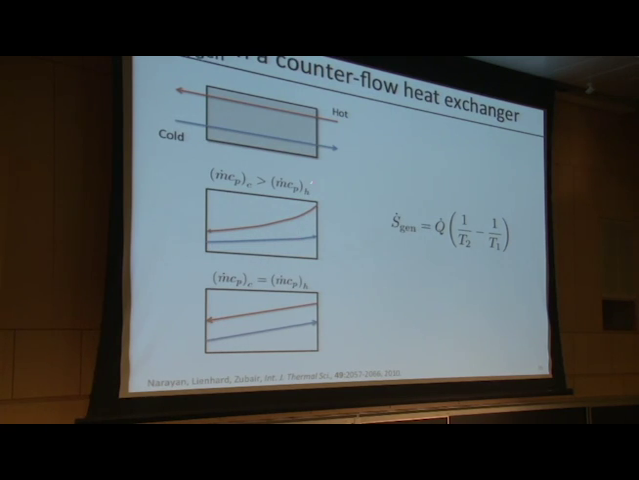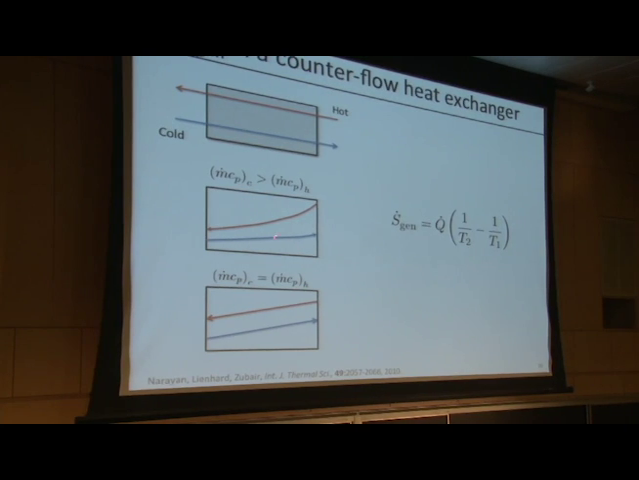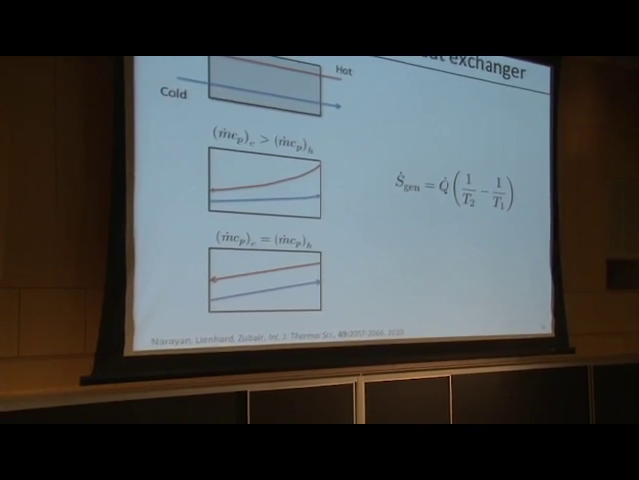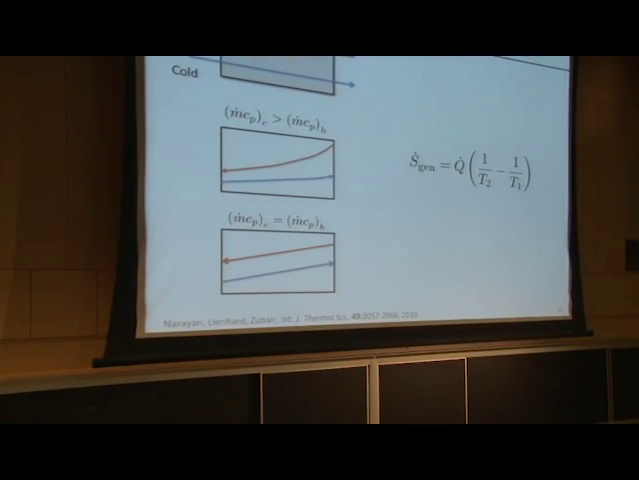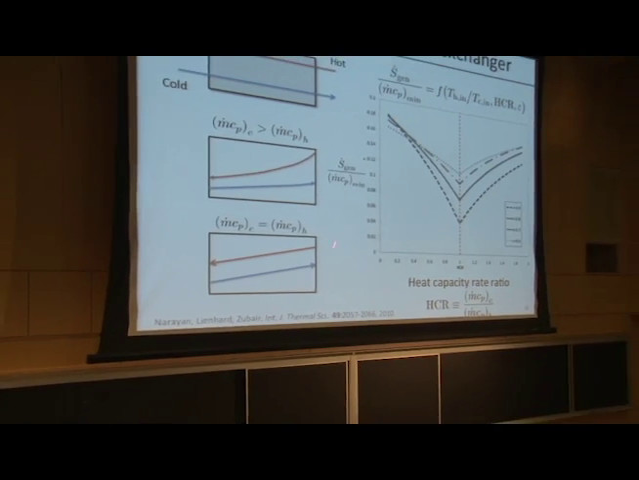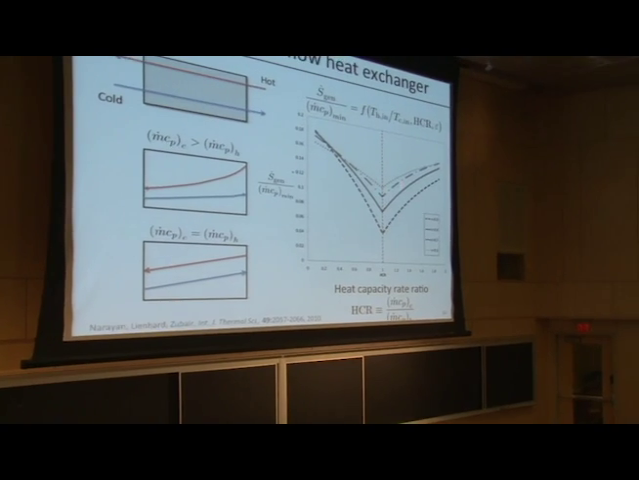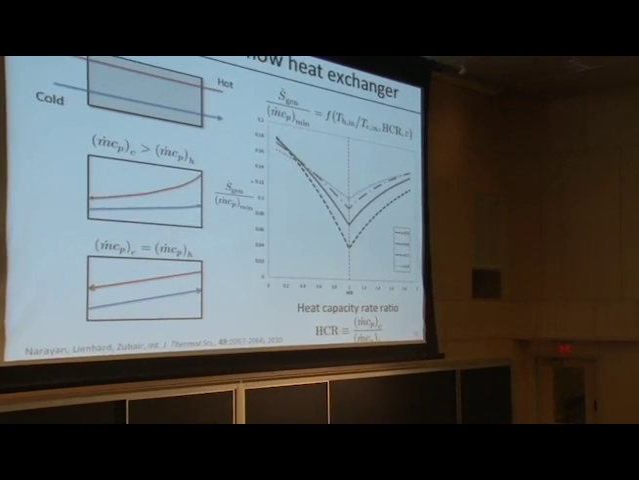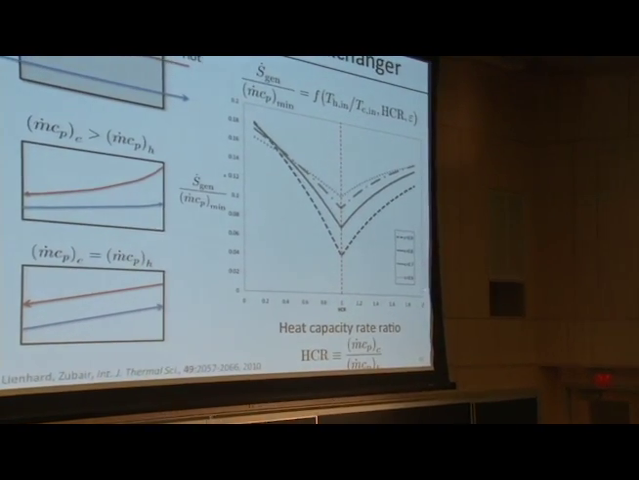In this case, the hot stream has a lower heat capacity rate, and so its temperature changes a lot, while the cold stream doesn't change much. That means that I'm generating a lot more entropy on this side of the device than on this side. On the other hand, if you balance the capacity rates, the entropy generation can be minimized. It's not a difficult calculation, in fact, to show that minimum entropy generation in a heat exchanger occurs when the ratio of capacity rates is 1.